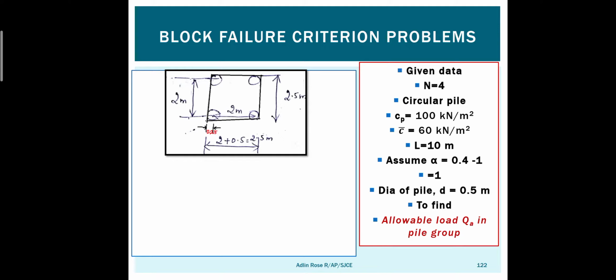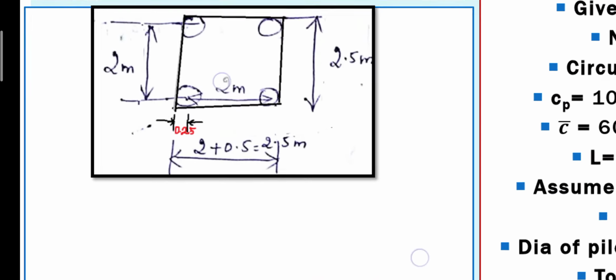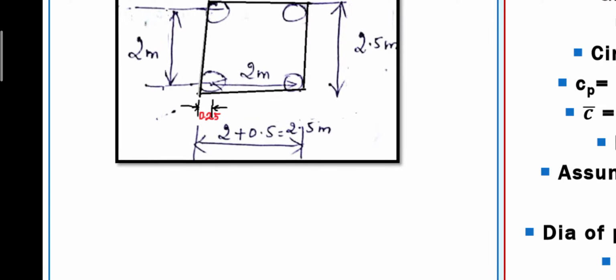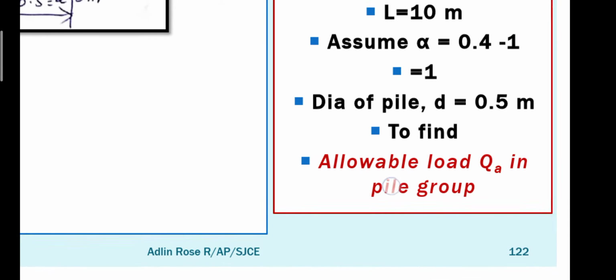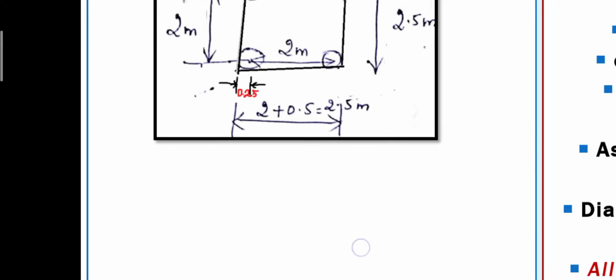The center to center spacing is 2 meter, and what is the diameter of the pile? 0.5 meter. So half of 0.5 meter is 0.25 meter.